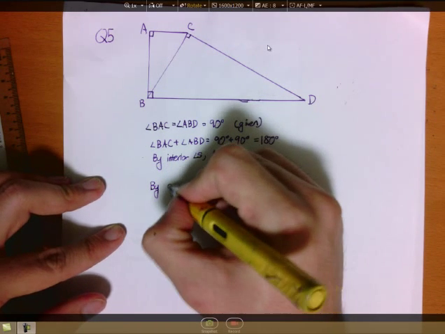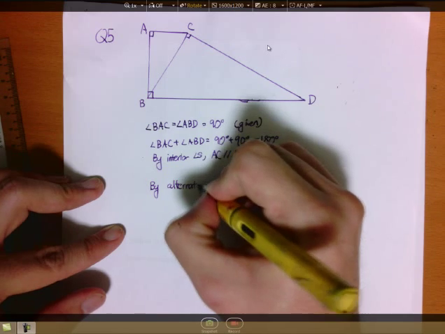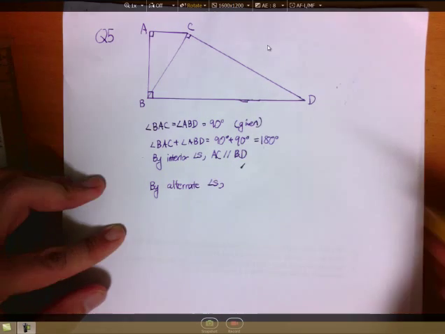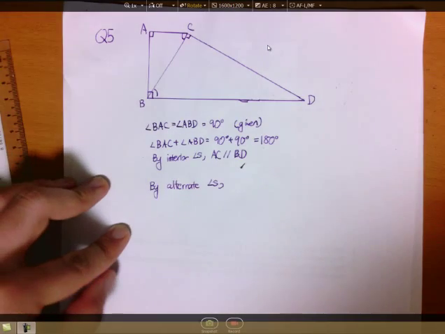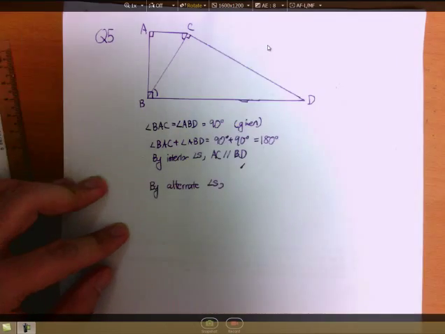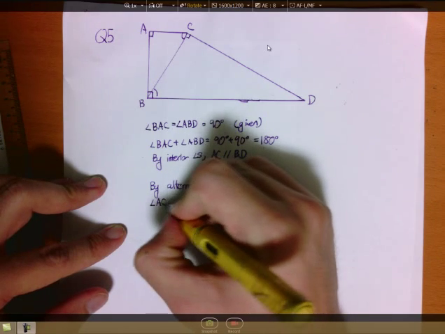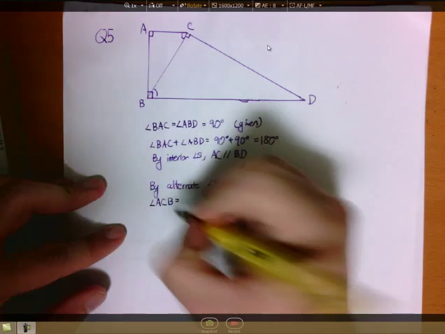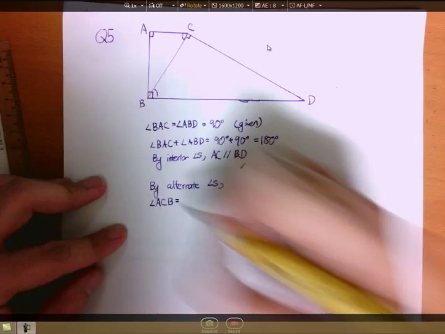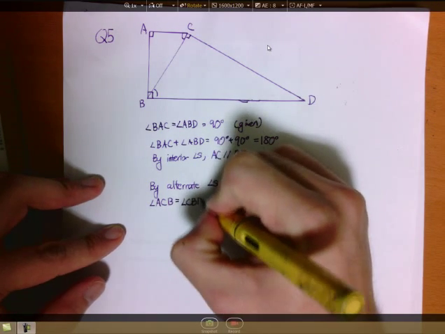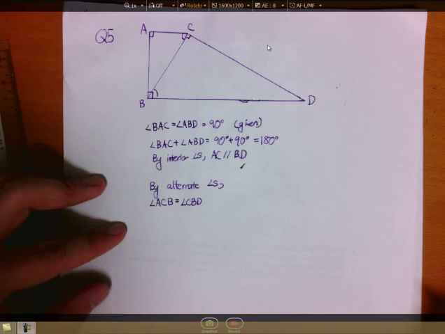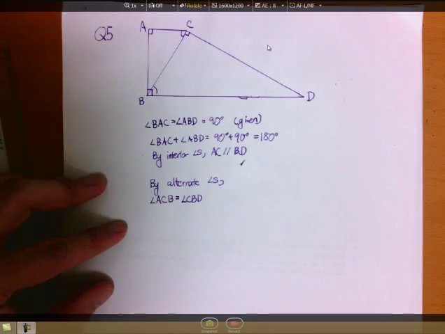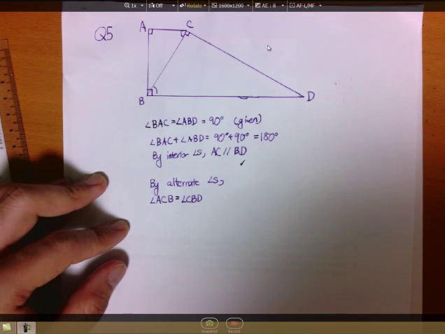By alternate angles, this angle will be equal to this angle. So in short, I have proven that angle ACB is equal to angle CBD, which is by alternate angles, parallel lines. So I've proven these two angles are equal. Still not enough. I have to prove one more thing.